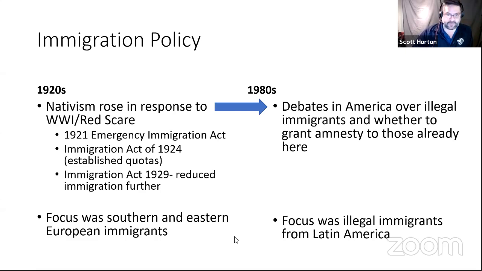And this will be an issue that will continue on, and we'll deal with it a little bit more in depth tomorrow and a little bit on Thursday as well. But the focus is different. So I'm going to go with a red arrow for that one and say that the focus in this case was illegal immigrants, mainly from Latin America in the 1980s. So we have a different group of people being targeted or focused on in the two time periods. So kind of a similarity and a difference in the immigration story for those 2 time periods.